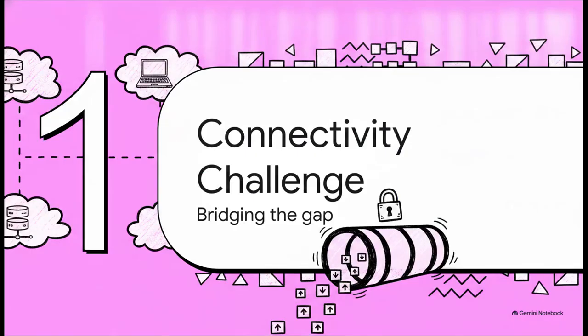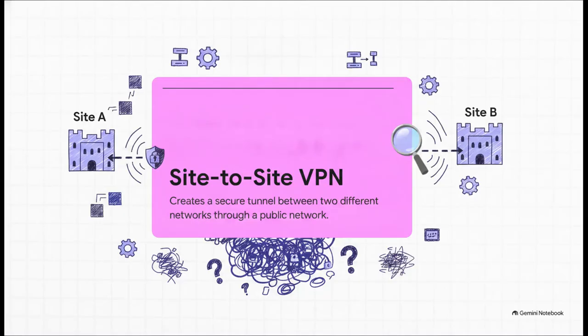Section 1. The connectivity challenge, bridging the gap between networks. So the definitive answer to our connectivity challenge is the site-to-site virtual private network, or VPN. Basically, it creates a highly secure encrypted tunnel between two distinct networks directly across a public network. Think of this tunnel as a custom suit of armor for your data packets. And the absolute biggest takeaway here: every single piece of traffic inside is heavily encrypted. Your data might be traveling across the crazy public internet, but to anyone trying to intercept it, they're not seeing anything useful at all.